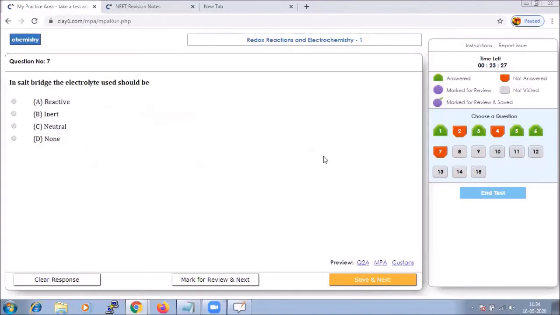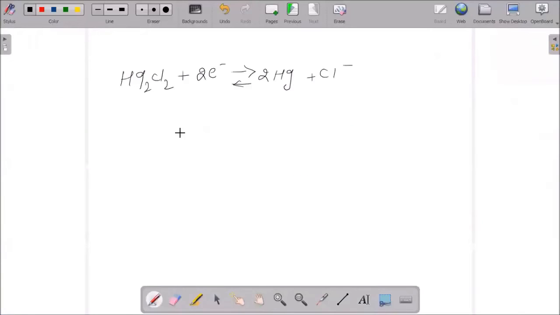In salt bridge, the electrolyte used should be, as I told you, electrolyte is a very important factor. So in salt bridge, electrolyte used should be inert. Salt bridge electrolyte should be inert because salt bridge is helpful in neutralizing the reaction. So salt bridge is nothing but it will be like a U-shaped glass tube which will be jelly-like substance, and that is being mixed with an electrolyte, and you can take it as potassium chloride, KNO3, KCl, KNO3, NH4NO3, etc.